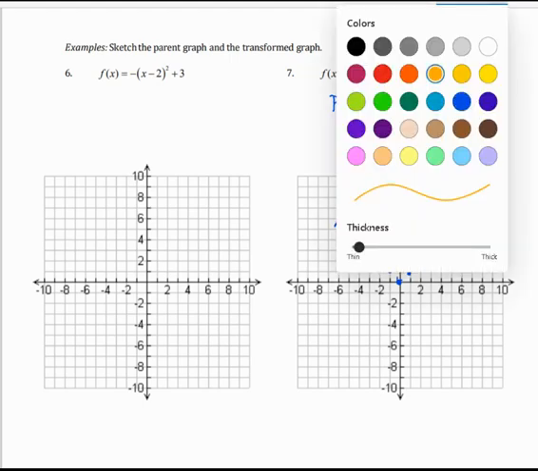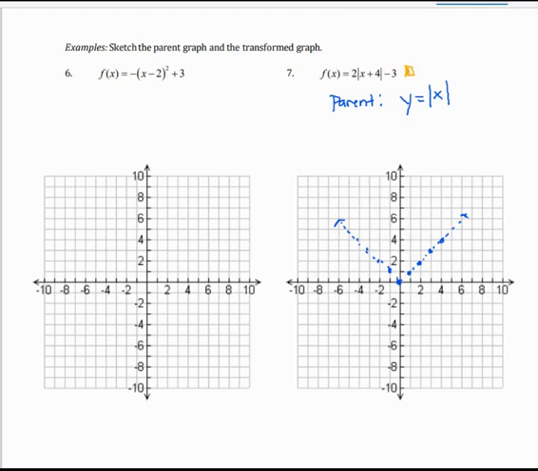My graph, we're going to do in orange. So what is happening? We have a 2 out front, which is a vertical stretch of 2. We have a plus 4 inside, which is going to move it to the left 4. And we are subtracting 3 on the outside, which moves it down 3. Also remember when I find the vertex here, we set the inside to 0. That would give me negative 4. And then the outside value is what's added or subtracted. So my vertex would be negative 4, negative 3.